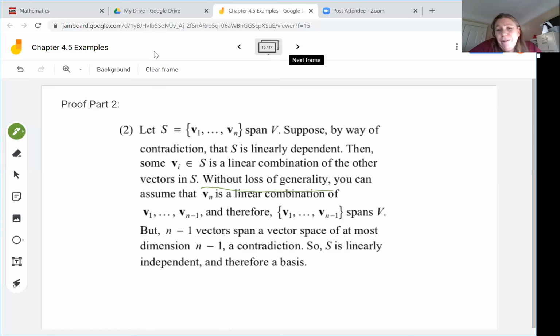So if that were true, then v1 through vn minus 1 would span V, but that would be one short on the dimension needed. So we know n minus 1 vectors span a vector space of at most dimension n minus 1, so that's a contradiction. So then S is linearly independent, and we already had that S spans V. If it's also linearly independent, then it's a basis.